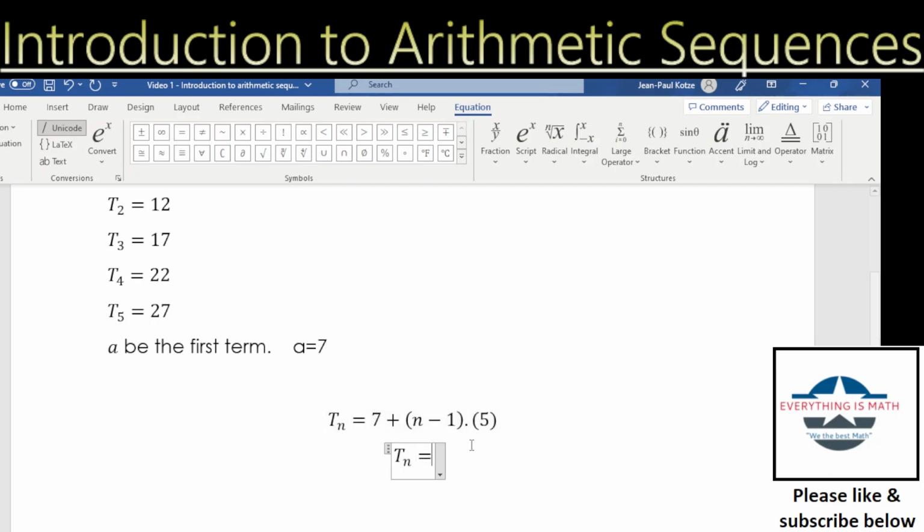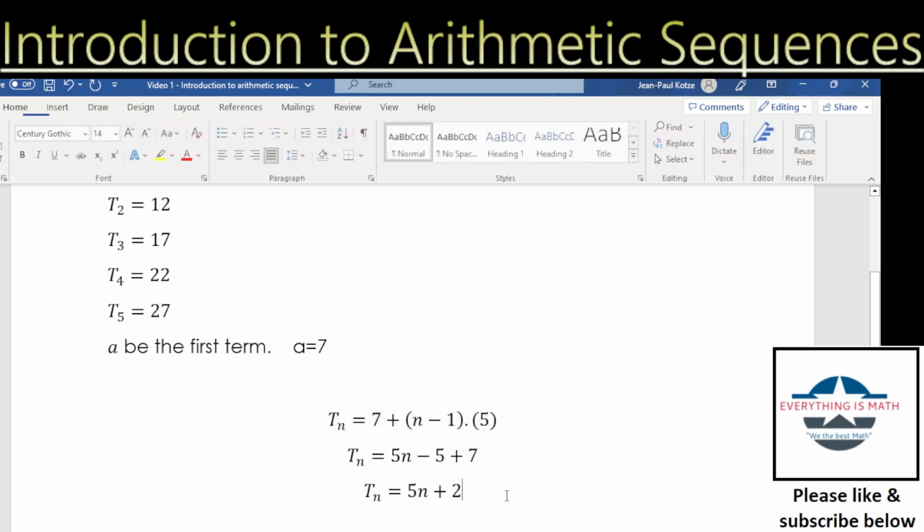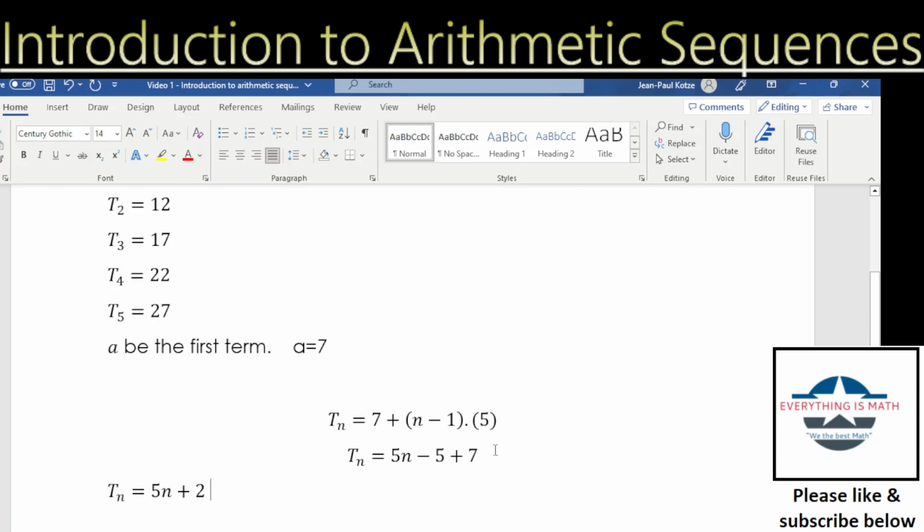So I can substitute, I can times the bracket like that, distributive property, then you add on 7. And if you simplify, you're going to get Tn equals 5n plus 2. Because you can't add n's and constants, remember. So you just add these two constants, and you only get plus 2. This is called the general term.